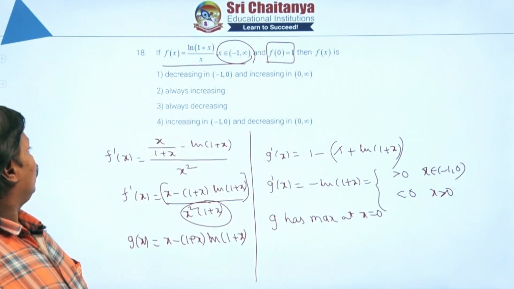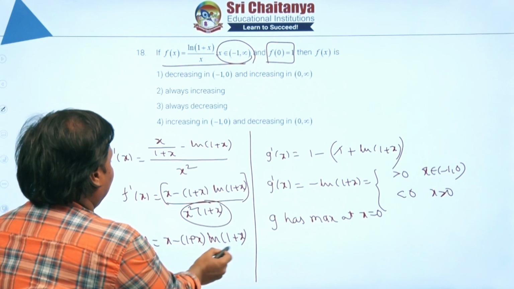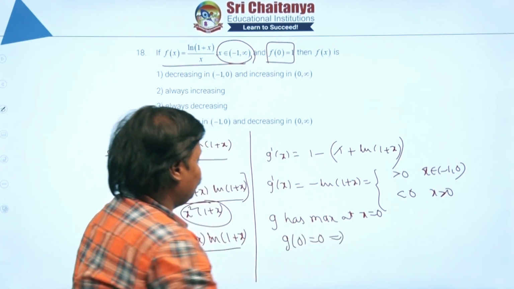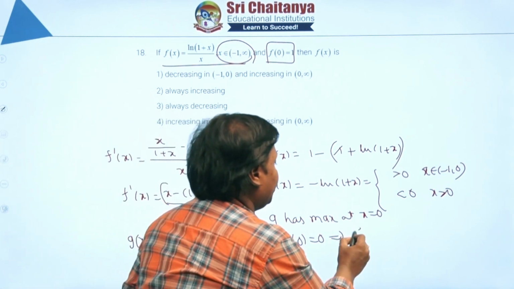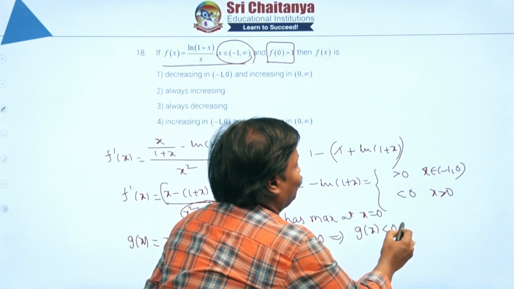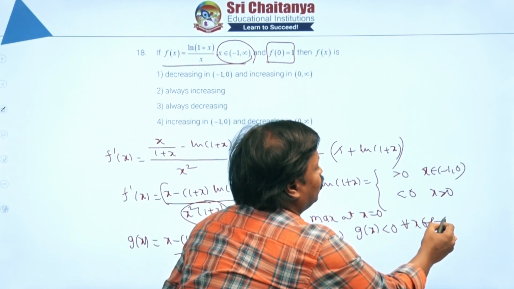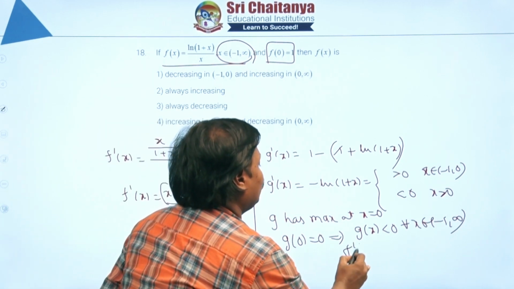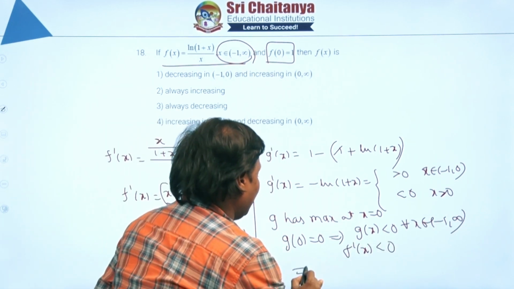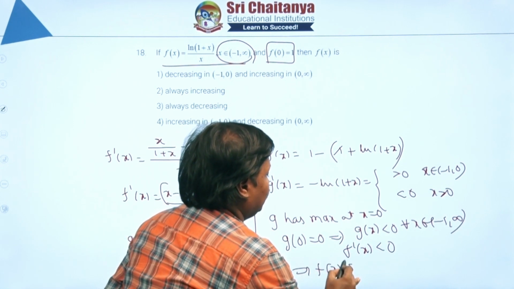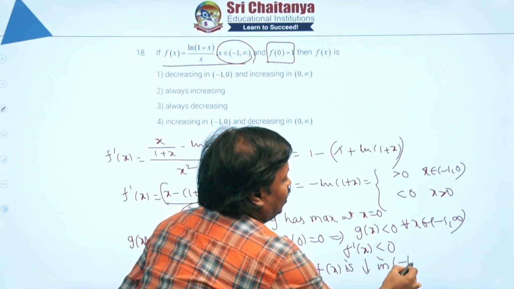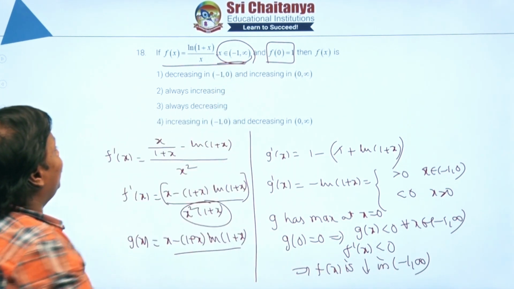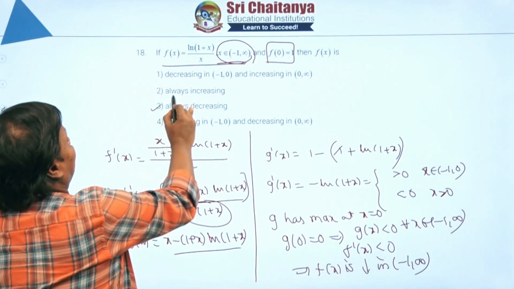Therefore, now if I calculate g of 0, this is 0. g of 0 equals 0. This implies g of x is negative for all x belongs to minus 1 to infinity. g of x is negative means f dash x is automatically negative, which means f of x is decreasing in minus 1 to infinity. So therefore, it is always decreasing in the given domain. So therefore, the answer is 3.